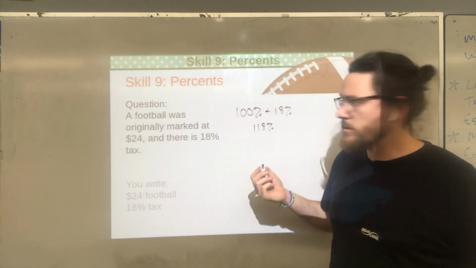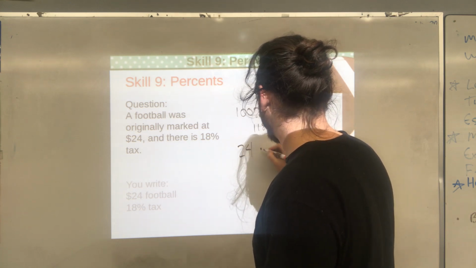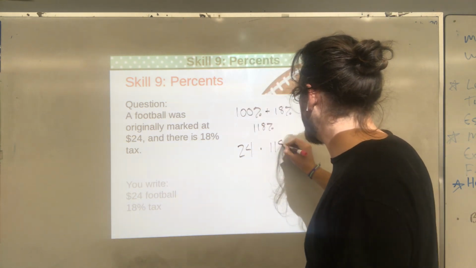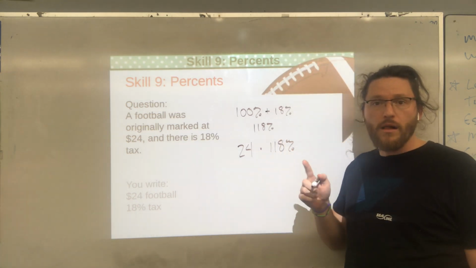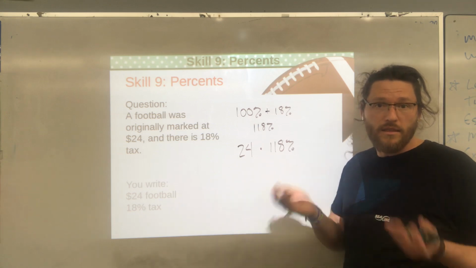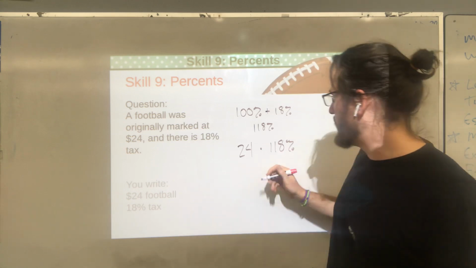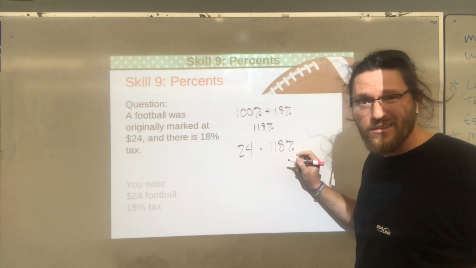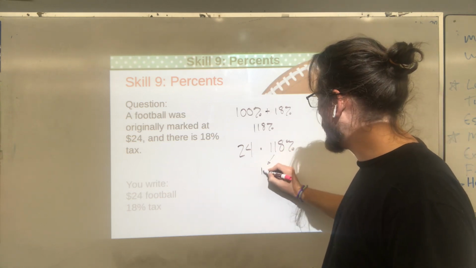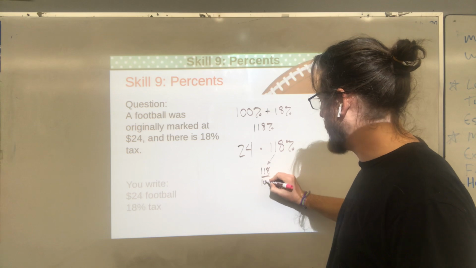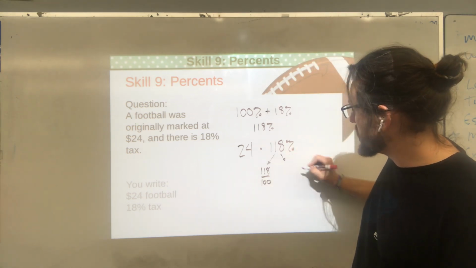Okay, so what we can do is just say, I've got a $24 football, and I have to pay 118%. Because that's going to account for the cost of the football plus the extra tax in the price, right? That's the whole thing, okay? And this math is going to be a lot the same as we've dealt with before. Percents are hard, right? It's hard to do math with percents, so we need to turn this into either a fraction, which is 118 out of 100, or we can do this with a decimal.